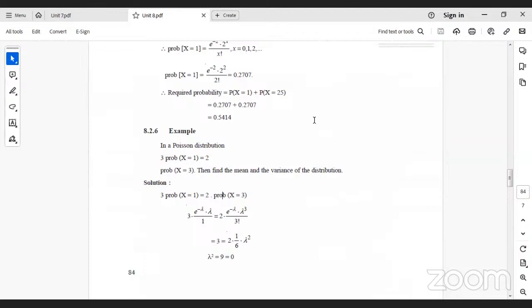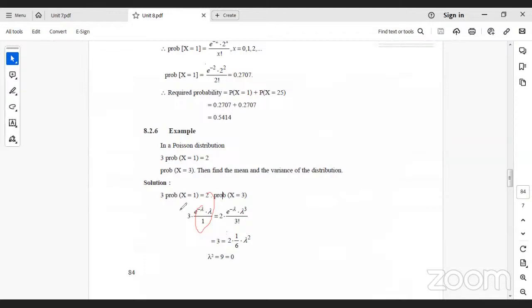Example: in a Poisson distribution, 3 times probability of x equal to 1 equals 2 times probability of x equal to 3. Find the mean and the variance of the distribution. The formula is 3 into e power minus lambda into lambda, then 2 into e power minus lambda into lambda cube by 3 factorial.